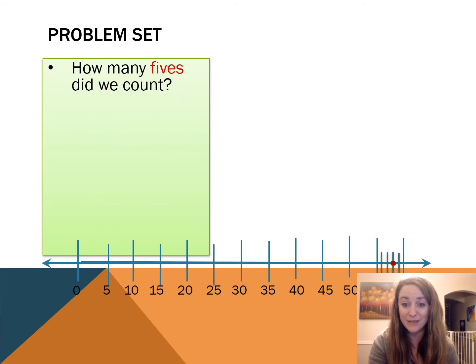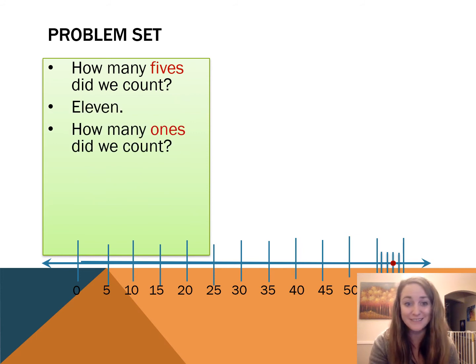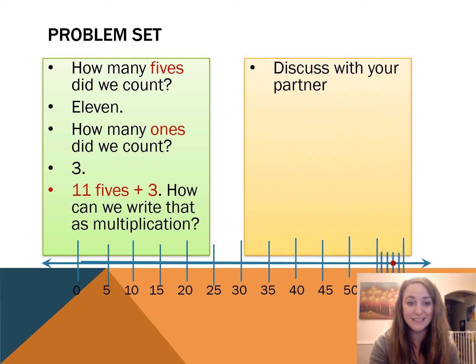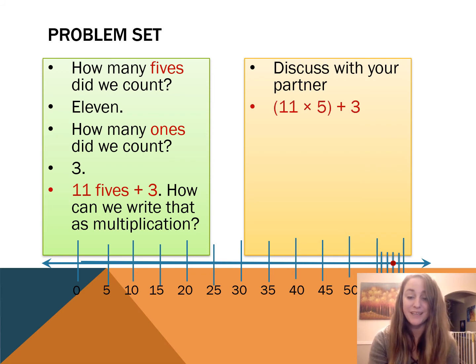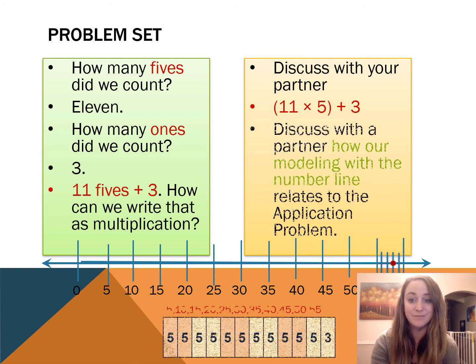How many 5s did we count? 11 5s. How many ones did we count? 3 ones. So 11 5s plus 3. How can we write that as a multiplication sentence? 11 times 5 plus 3. Notice that we use parentheses to group 11 times 5 together.